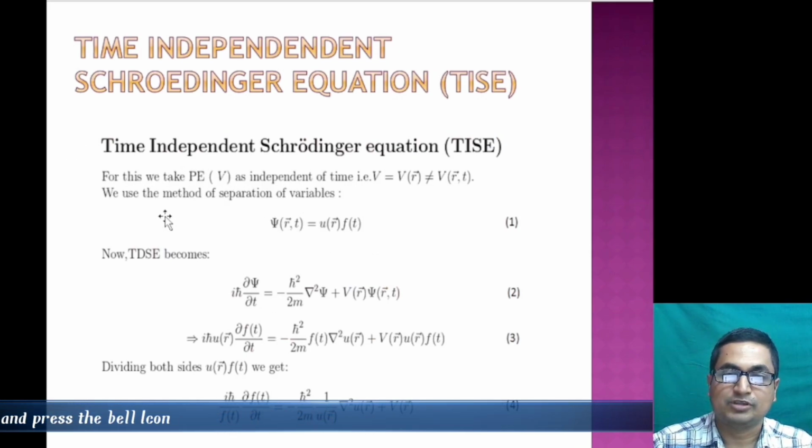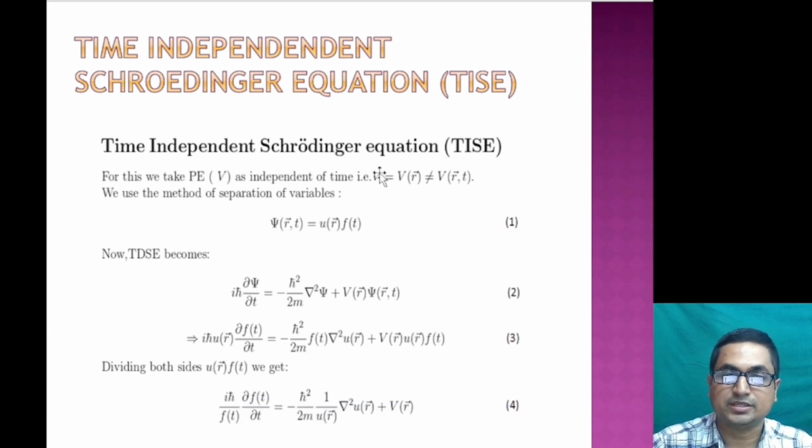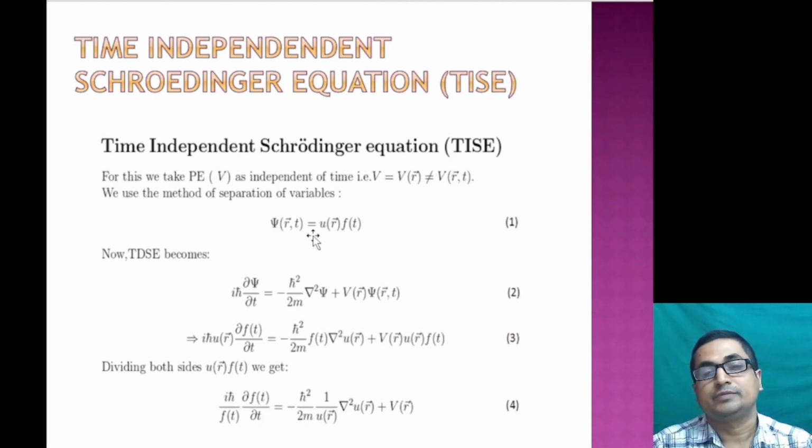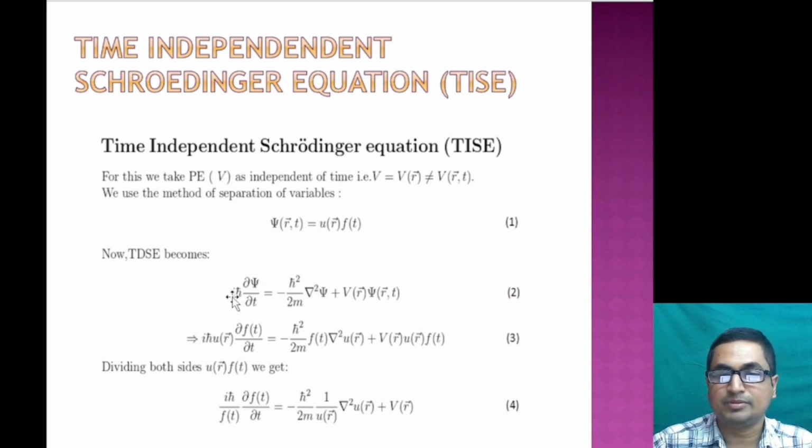To get the time independent version of the Schrödinger equation, we take the potential energy as independent of time and represent V equal to V(r), only a function of r, removing the time variable from the functional dependence. Using it, we use the method of separation of variables, where psi(r,t) is equal to u(r) times f(t), which is given by equation 1, and we use this in the time dependent Schrödinger equation. So this is the time dependent Schrödinger equation.